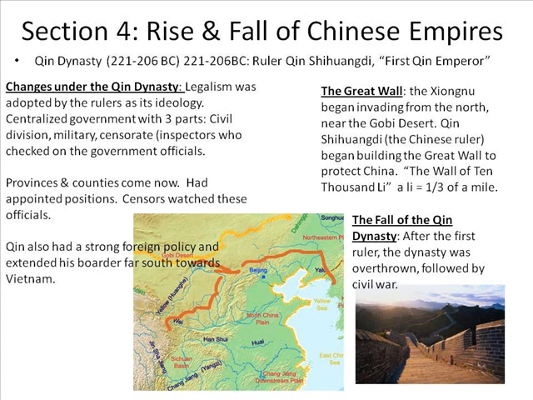If you're looking at the map, you can see in the north there, north of Beijing, where the Great Wall of China was. The Qin also had a strong foreign policy and extended its borders far south towards Vietnam. The Great Wall. Okay, so page 99.